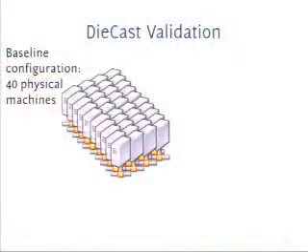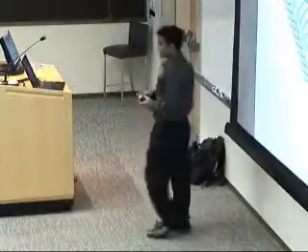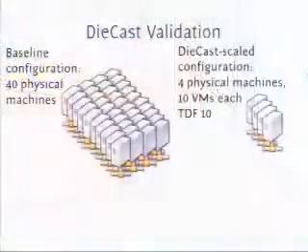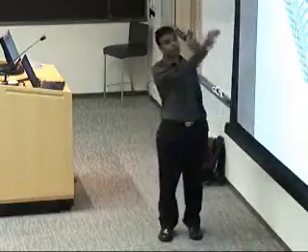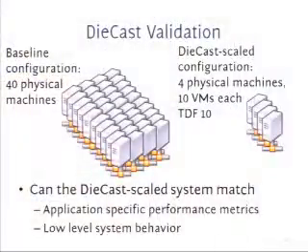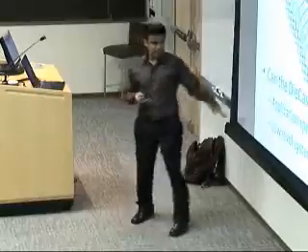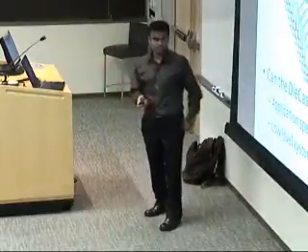Well, the same methodology as before. We set up a baseline system. In the experiments that I'm going to talk about, the baseline is 40 physical machines running a single VM each. And for the DieCast scaled configuration, we have 4 physical machines running 10 virtual machines each with a time dilation factor of 10. And then we want to compare the performance of these two systems. The questions we want to ask are, A, can we match application-specific performance metrics? And B, can we match low-level system behavior like the CPU utilization profile as a function of time?